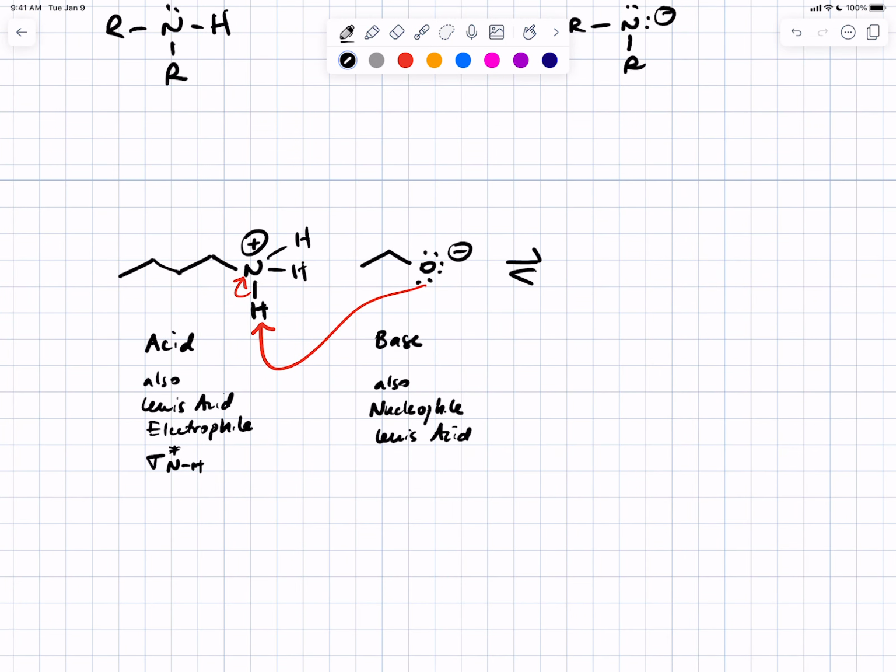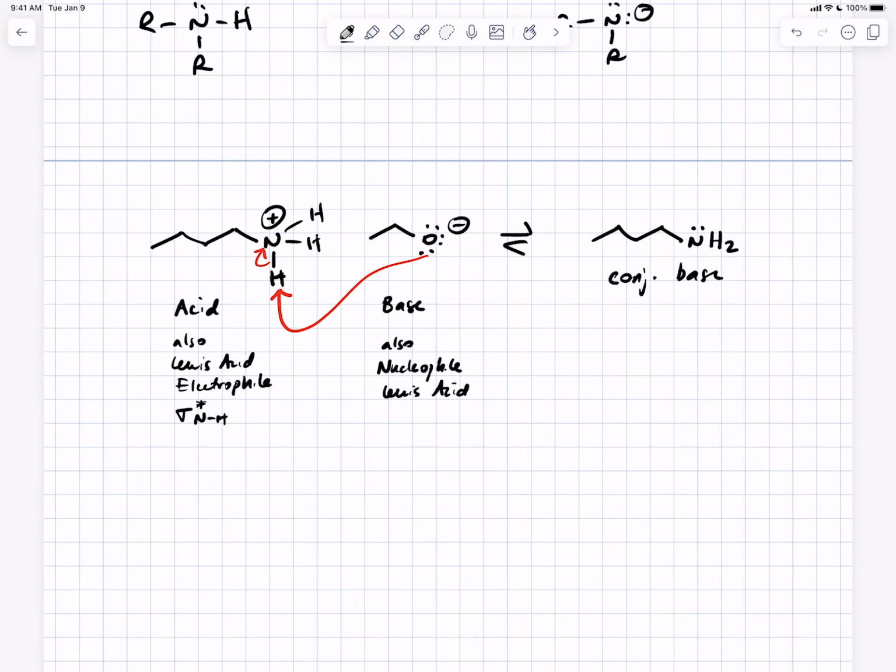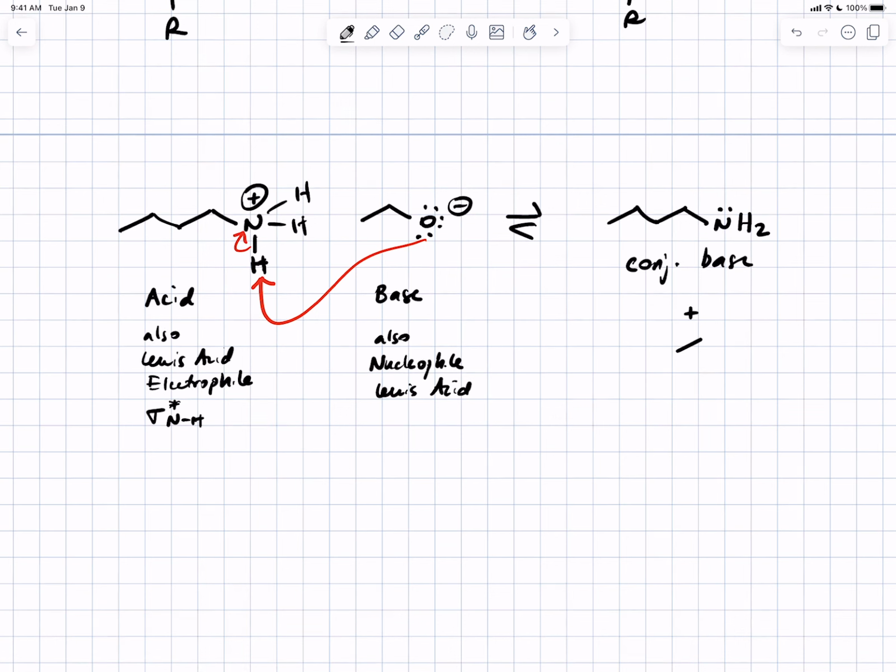So that's how the reaction happens. The products here are the amine conjugate base of our ammonium acid and then the alcohol conjugate acid of our alkoxide base. All right? Presumably, you had some experience identifying conjugate acids of various bases and conjugate bases of various acids. Sort of, maybe?